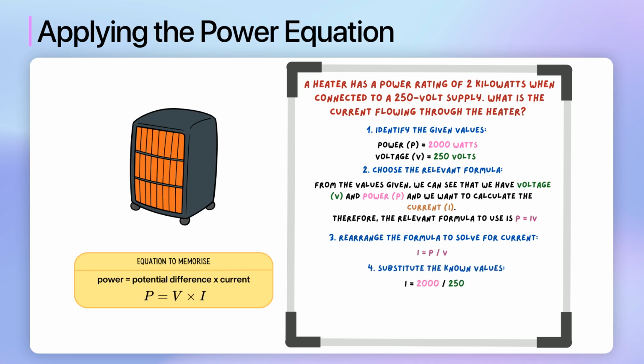Let's substitute the known values. This gives us I equals 2000 divided by 250, which gives us 8 amps. Hence, the current flowing through the heater is 8 amps.